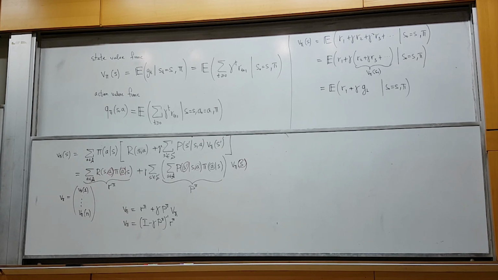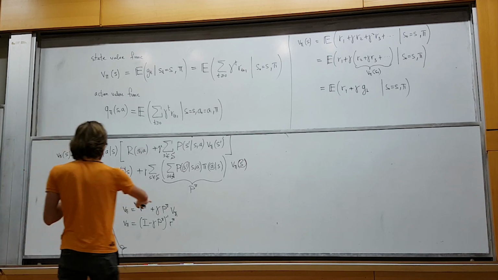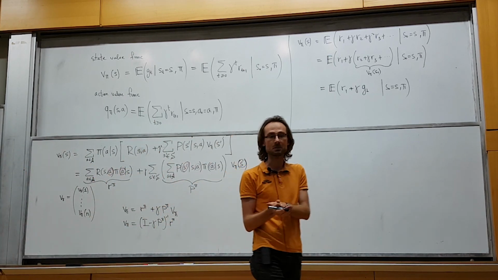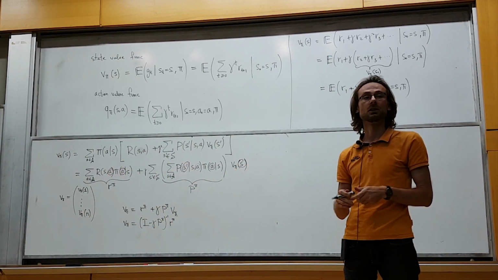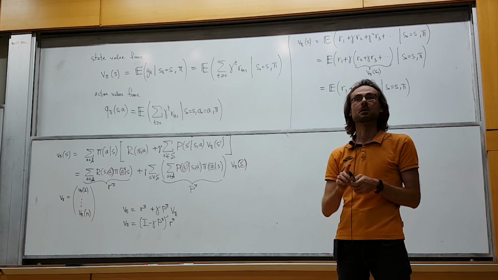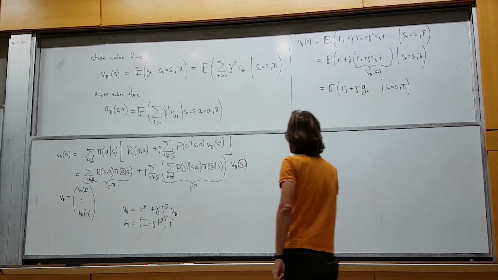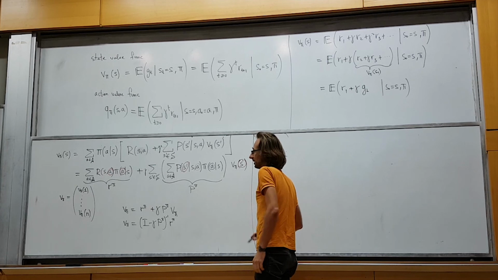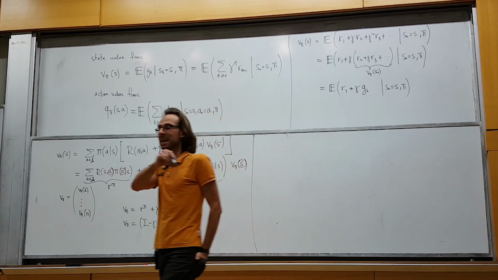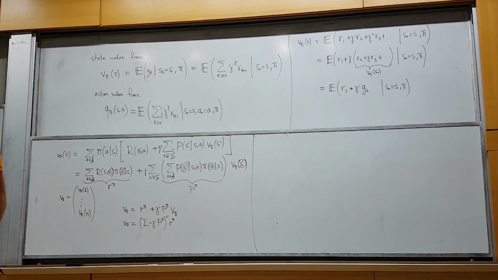And if you don't like to invert matrices, you can do what is called a fixed point iteration. I will show you the fixed point iteration in relation to optimal policies. So this is the state value function that tells us the expected return if we start from a state and act according to the policy pi.